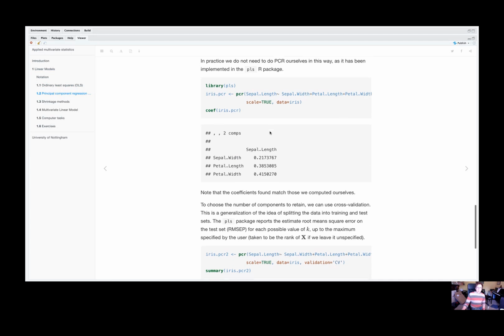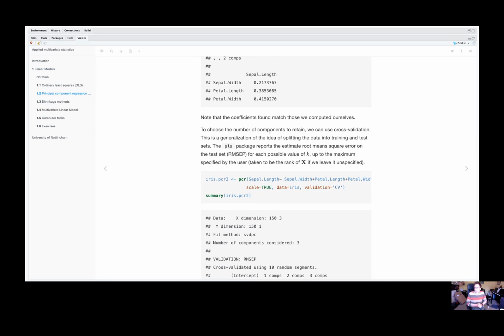So how do we choose the number of components to retain here? Well, the approach that's built into the pls package is using cross-validation. So we saw in the chapter on linear discriminant analysis the idea of having a test and training set. This is just a generalization of that. It splits the data up into lots of different test and training sets and evaluates the prediction accuracy on each one. So if you've done the computational statistics module, you've probably seen a bit more about cross-validation. But don't worry about it. We're just going to look at the results and pick something.